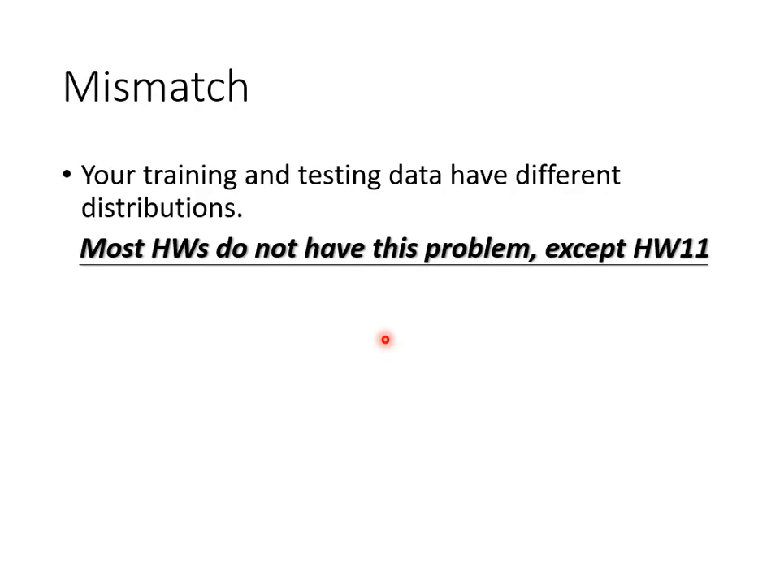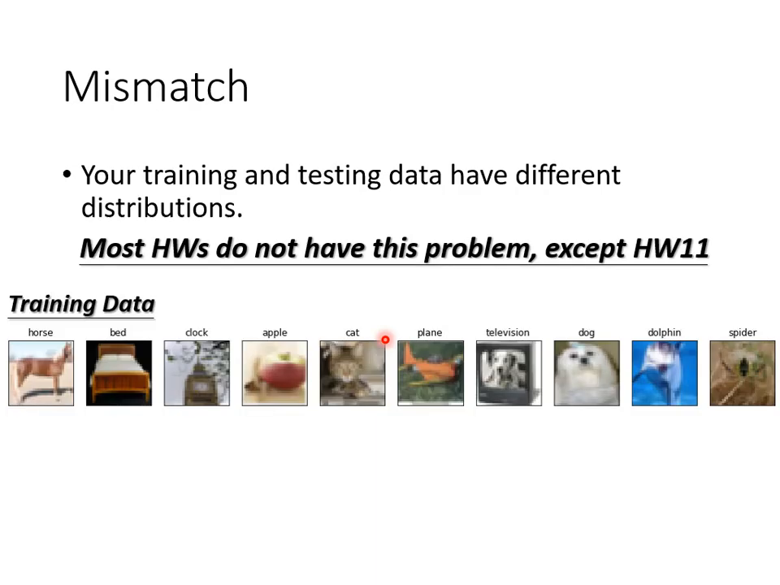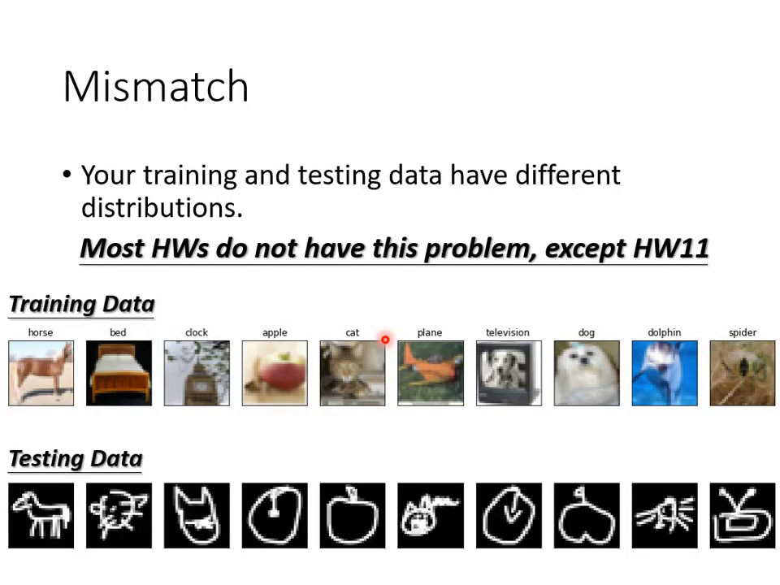Except for homework 11, because homework 11 is designed for the mismatch problem. Assignment 11 is also an image classification problem. This is its training data. Looks pretty normal. But its testing data looks like this. So you know that under this circumstance, there is no use in adding data. Adding data cannot make your model perform better. So how to solve this kind of problem? I'll talk about it in homework 11.